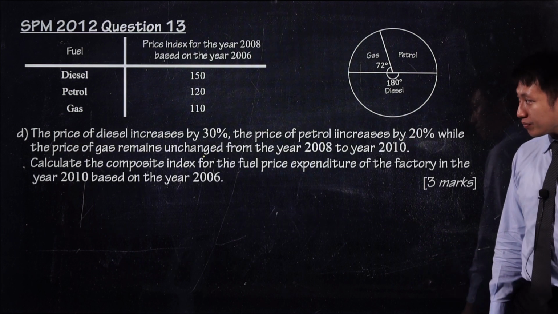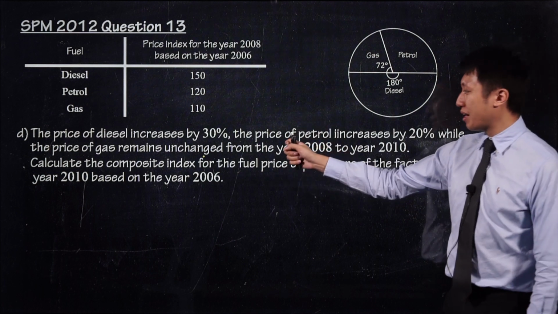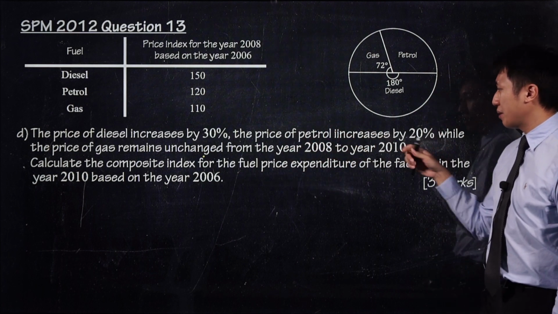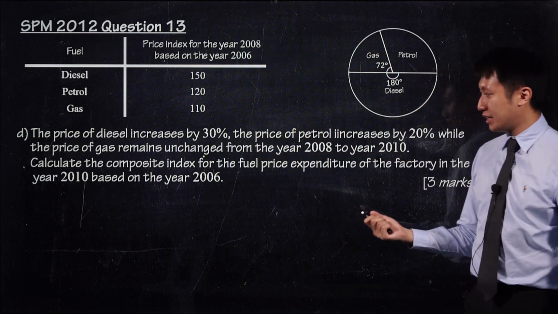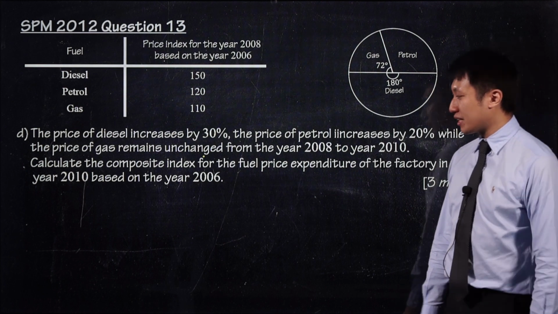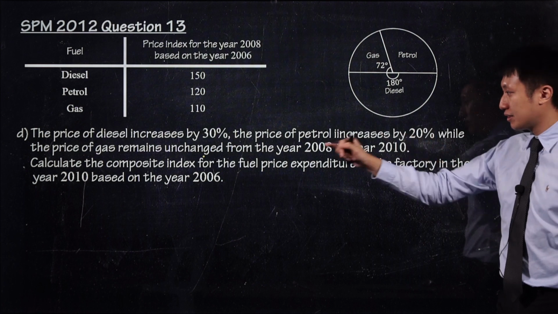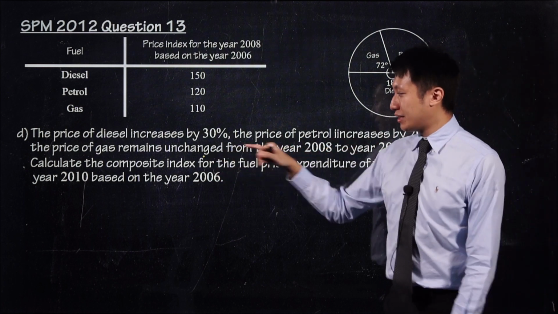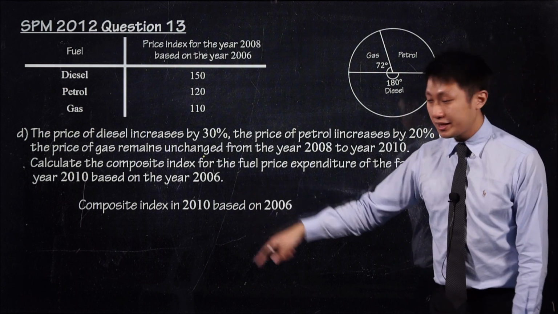Last, the price of diesel increased by 30%. The price of petrol increased by 20%, sorry, while the price of gas remained unchanged from 2008 to 2010. So calculate the composite index for the fuel price expenditure of the factory in the year 2010 based on year 2006. 2006, yes, this composite index.